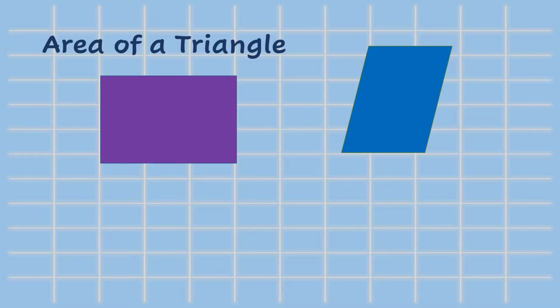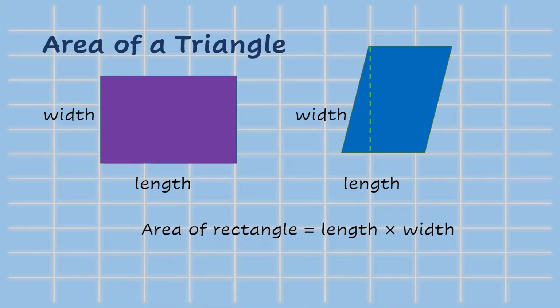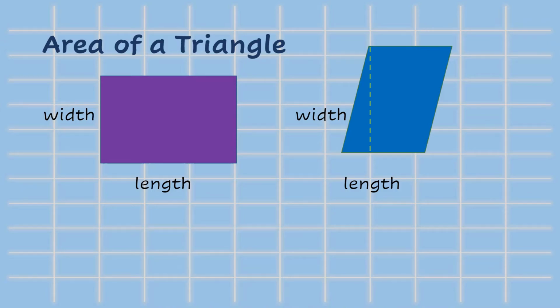parallelogram. As you know, each rectangle and parallelogram has four sides, and we can simply multiply the length and width of both these figures to find their areas. So the formula for the area of a rectangle or the area of a parallelogram is length multiplied by its width.